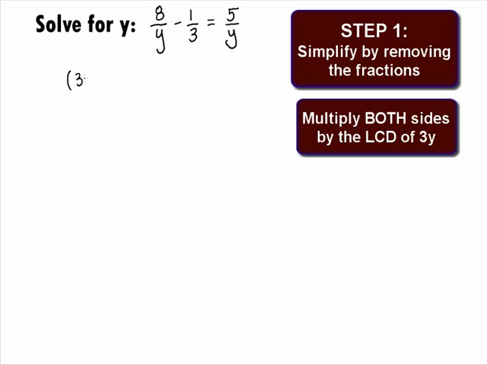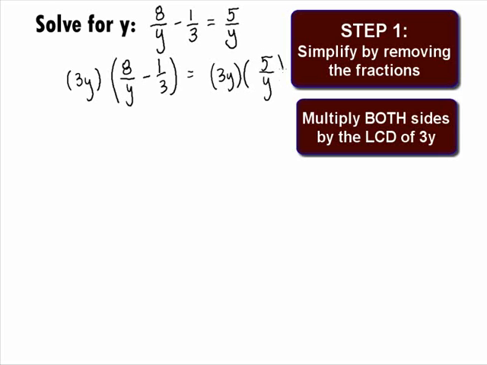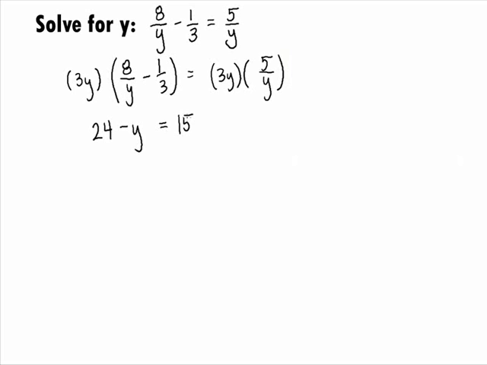On the left side, we get 3y times 8 over y minus 1 over 3 equals, and on the right side, we have 3y times 5 over y. 3y times 8 over y is going to give us 24, and 3y times a negative 1 over 3 gives us a minus y. On the right side, 3y times 5 over y gives us 15.